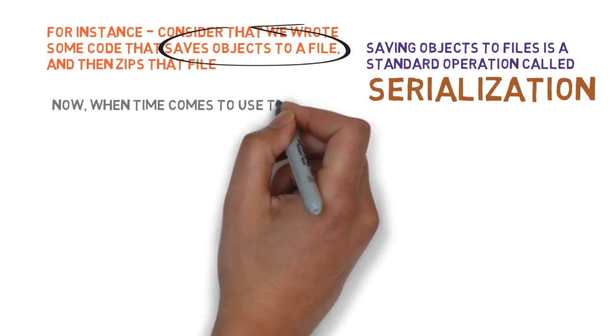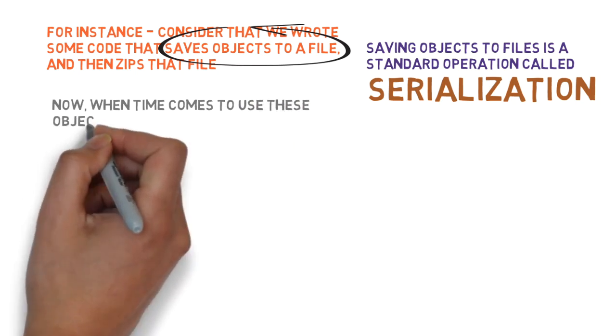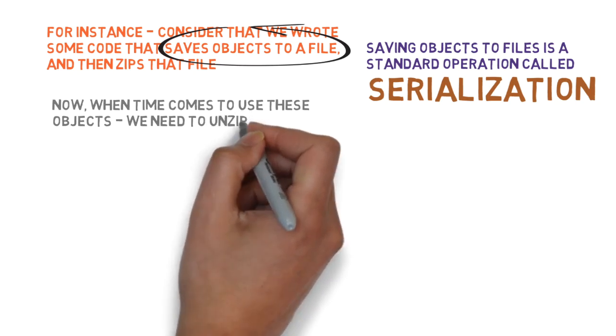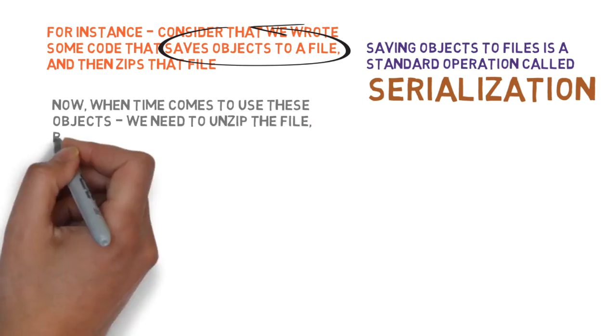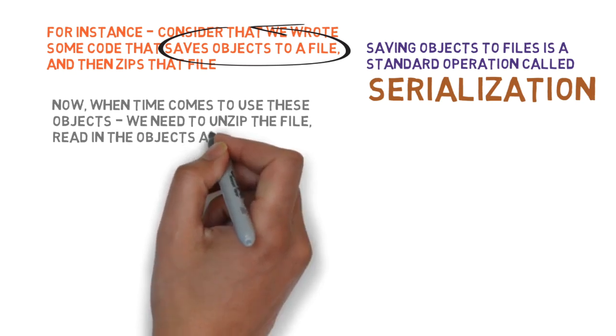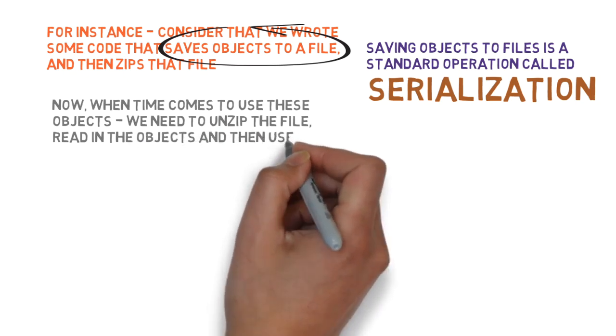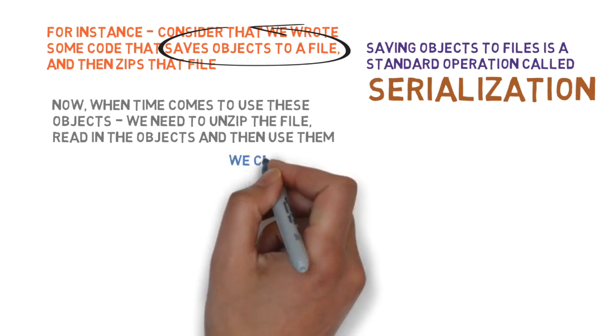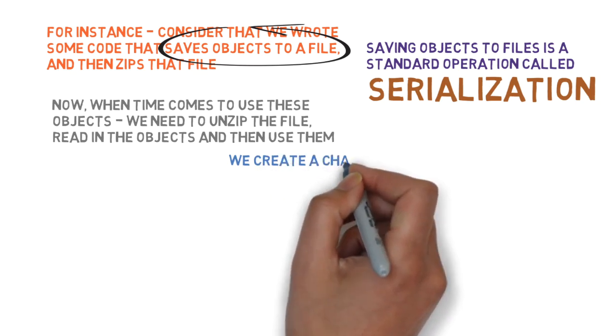Now, when time comes to use these serialized objects, which are zipped and exist on disk, we need to perform the reverse operations. We need to unzip the file first and then read in the objects and then use them. That process is called deserialization. So first we unzip, then read in the objects and use them.